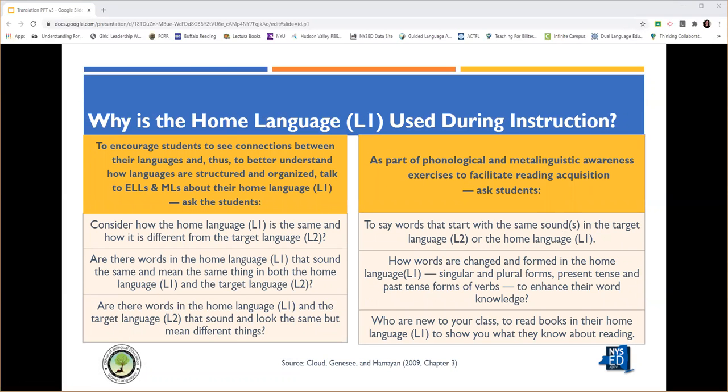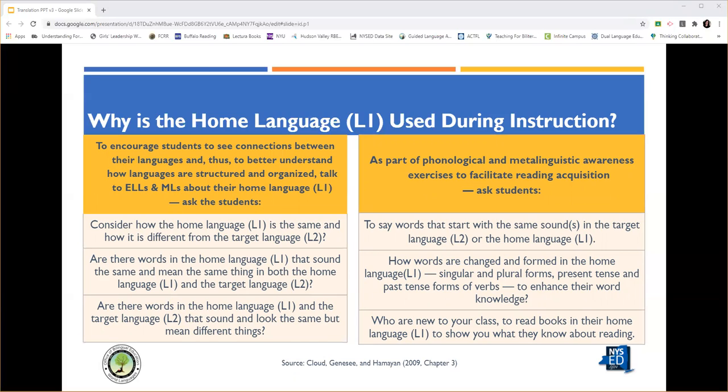So to encourage students to see connections between their languages and thus to better understand how languages are structured and organized, talk to your ELLs and ML students about their home language. Show interest and ask them questions. To consider how the home language is the same and how it is different from the target language, you can ask them to make those connections or identify similarities and differences. You can ask them to see if there are words in the home language that sound the same and mean the same in both the L1 and the L2. You can ask them if there are words in the home language and the target language that sound and look the same but mean different things.